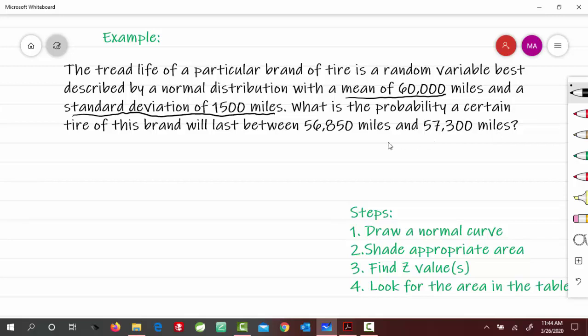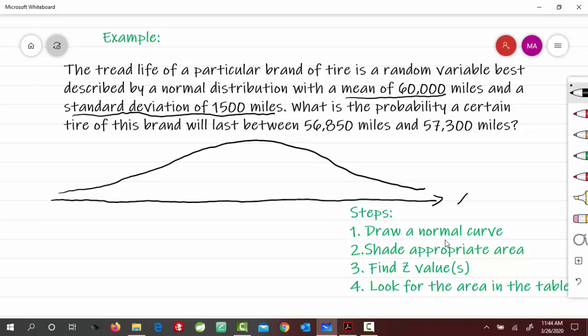So to solve this problem, we have to perform the following steps. Here you see that we draw a normal curve. That's the first step, so let's draw it. And the mean would be in the middle. So this is in the middle, that's 60,000. Mu is equal to 60,000.